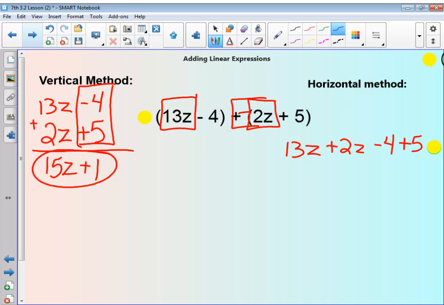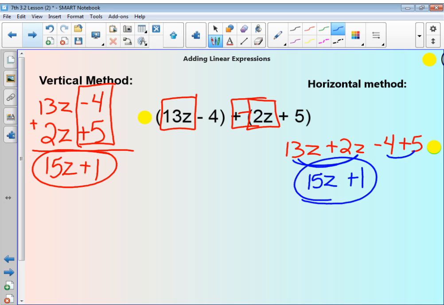Alrighty then. So if we go ahead and combine these, I get 13 plus 2 is 15z. And then negative 4 plus 5 gives me a plus 1 or a positive 1. We got the same answer either way.